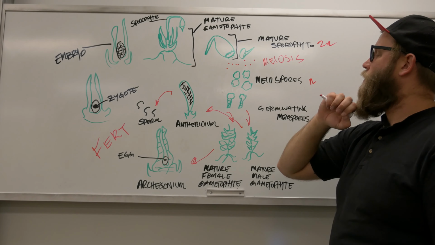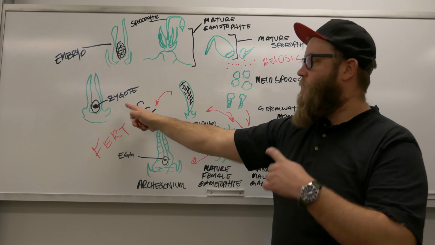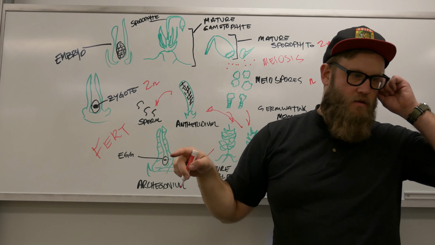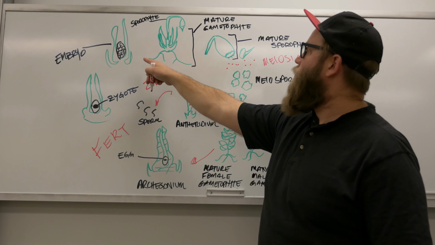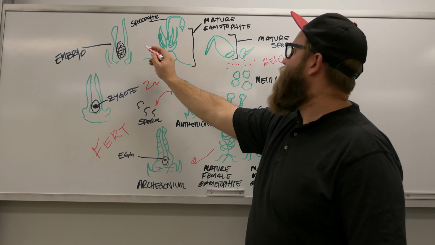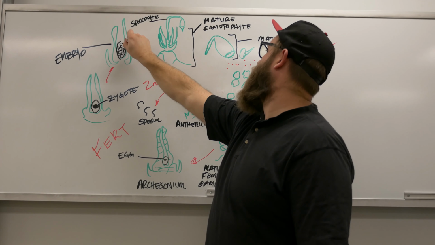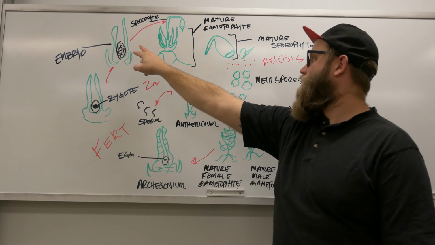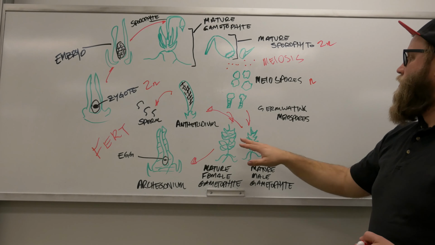So then again, we've got this zygote that's 2N, and we've got an embryo that forms, and then this, so we go here, and then this embryo again is this, that's this sporophyte generation.